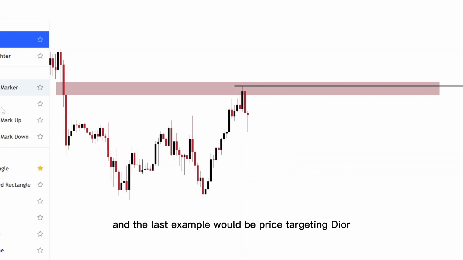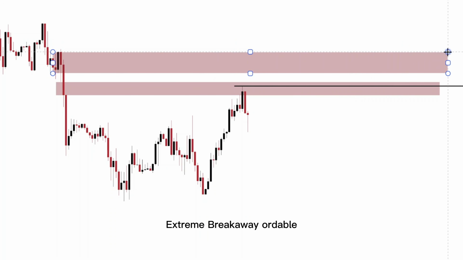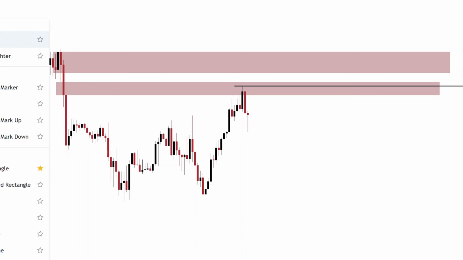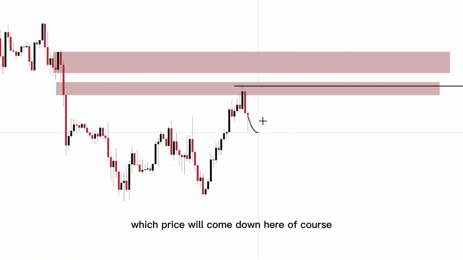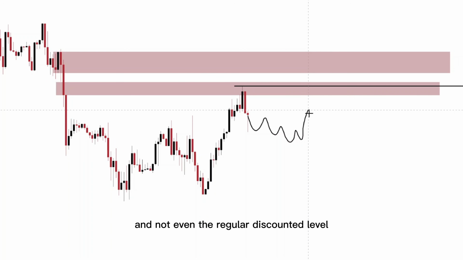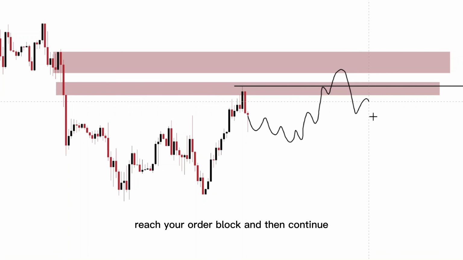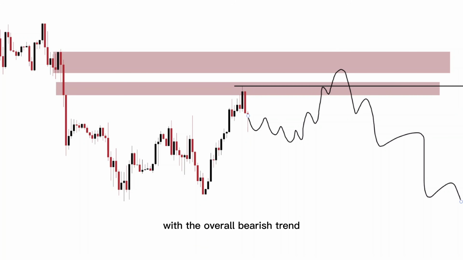And the last example would be price targeting your extreme breakaway order block. Price could target this order block, which price will come down here. Of course, it will not reach your discounted level, not the extreme and not even the regular discounted level. Reach your order block and then continue with the overall bearish trend.